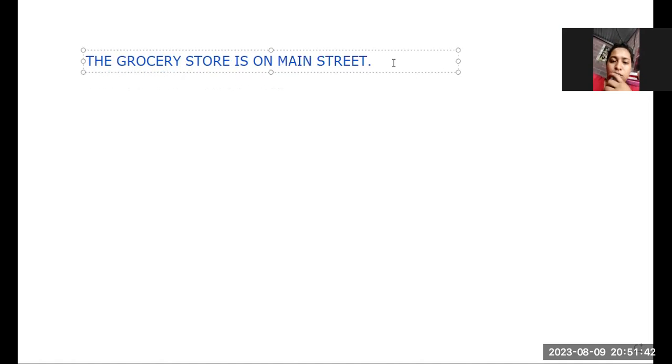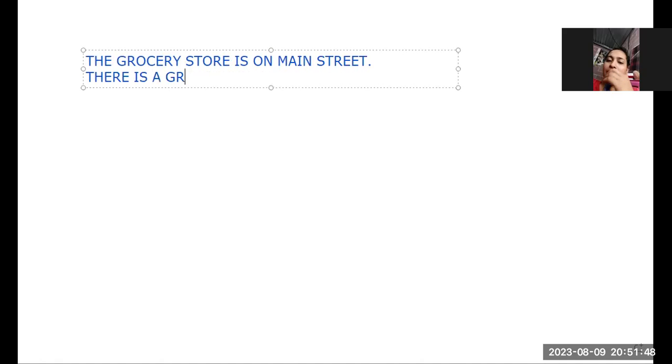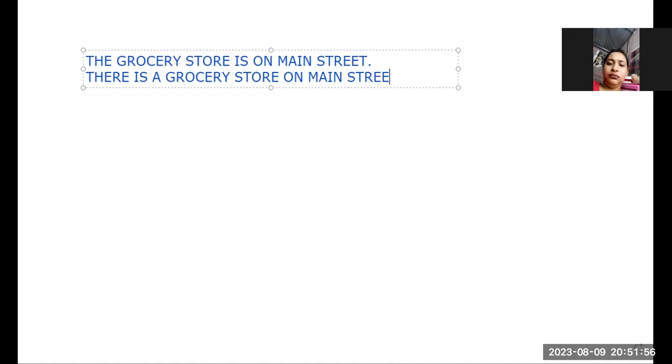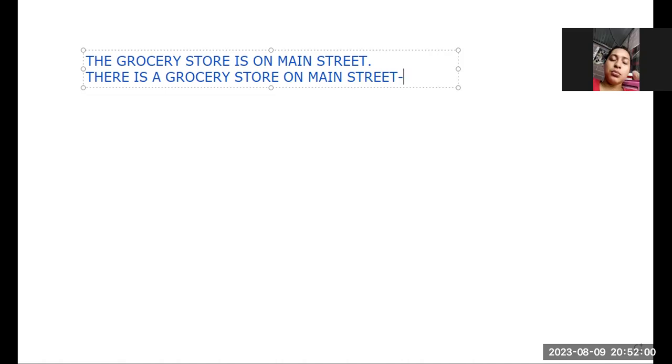Another form to do this. You can say, there is a grocery store on Main Street, right? That is another form to say, there is a grocery store on Main Street. There you have another form to say it.